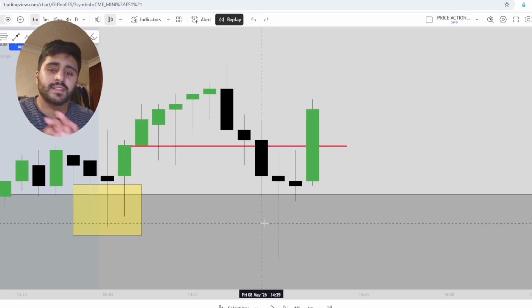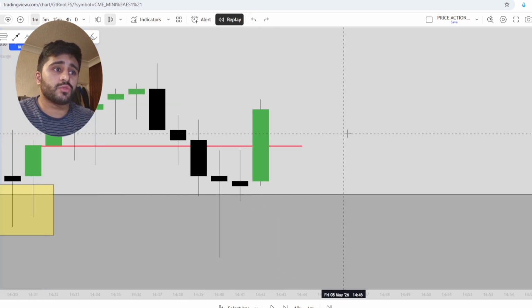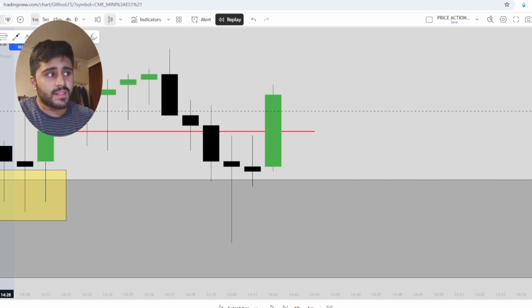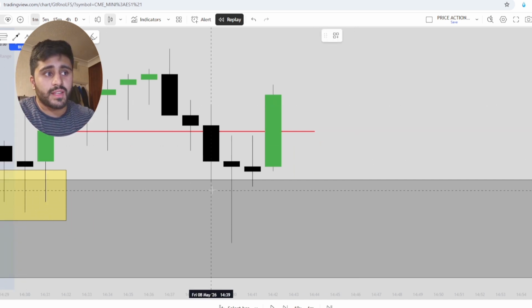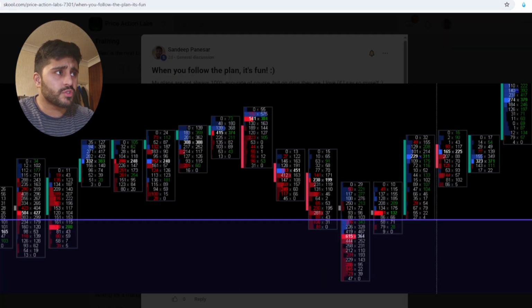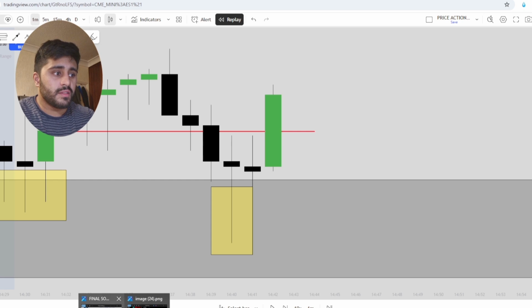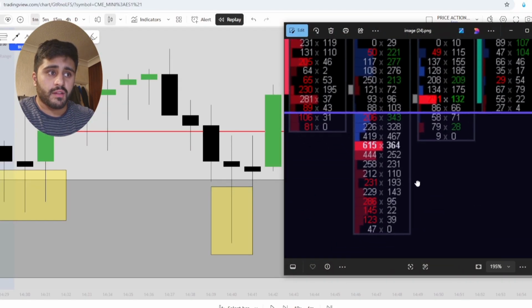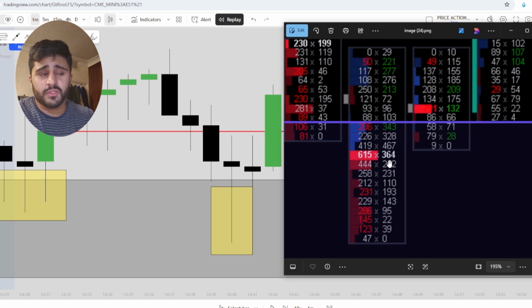This here is a classic rejection. Traders call this all sorts of things: engulfing, hammer, candle, whatever you want to call it. But in reality, this candle here is a liquidity absorption, right? Let's break that down. This is a classic example of liquidity being absorbed. What was going on here? 615 for 364, 444 for 252. All this aggressive selling over here, all of this aggressive selling here. Were they successful?